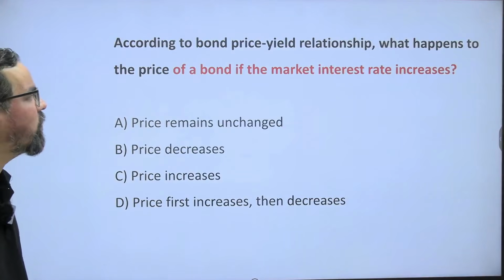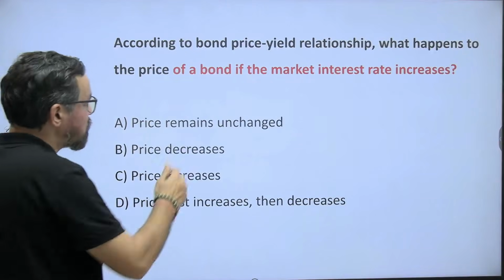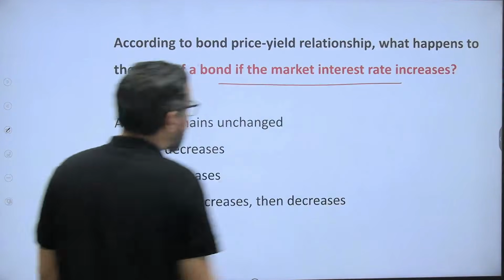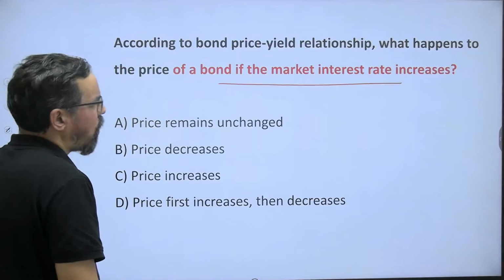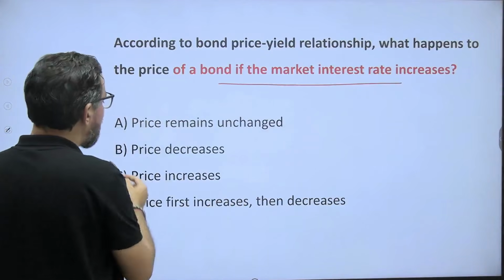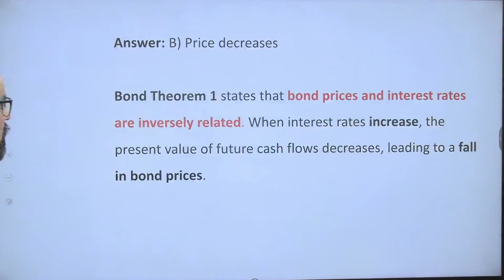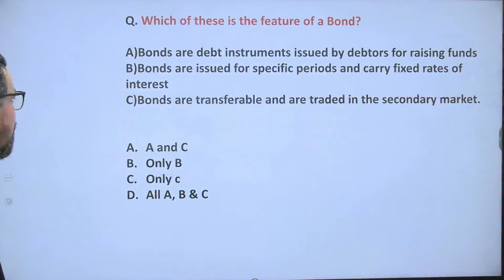According to the bond price yield relationship, what happens to the price of bonds if the market interest rate increases? The bond price and yield have an inverse relationship, so the price will decrease. Okay? So prices will decrease.